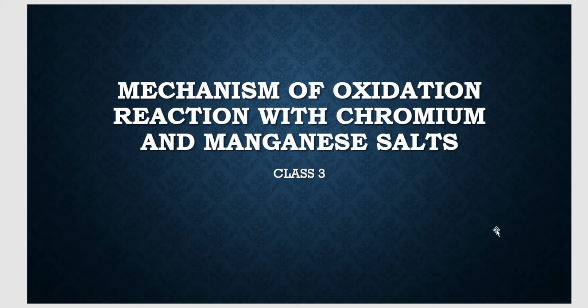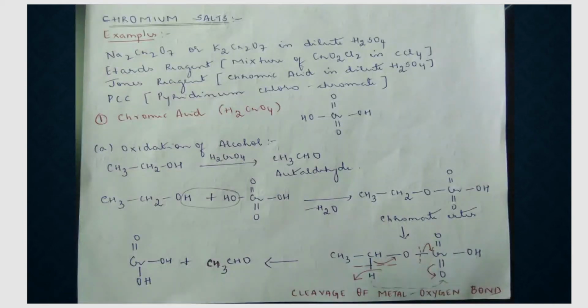We have one more part left, that is the mechanism of oxidation reactions with different salts, that is chromium salts and manganese salts. How do these salts act as oxidizing agents and what is the reaction mechanism? In this video, I will be discussing chromium salts, and manganese salts we'll discuss in the next video. To begin with, chromium salts.